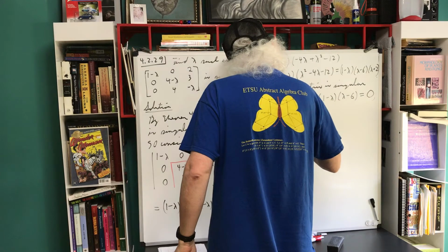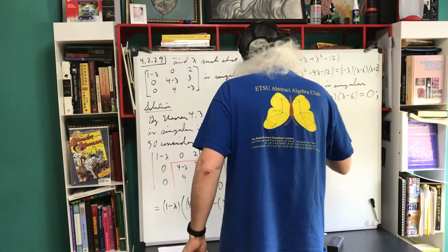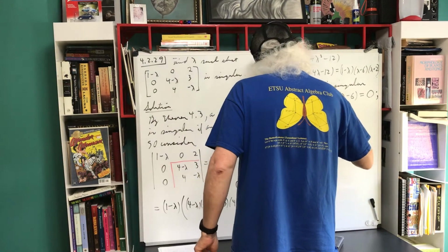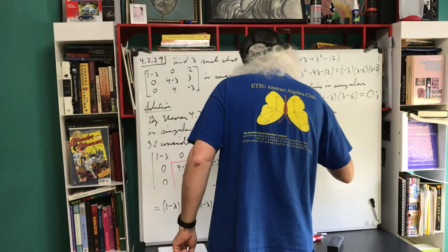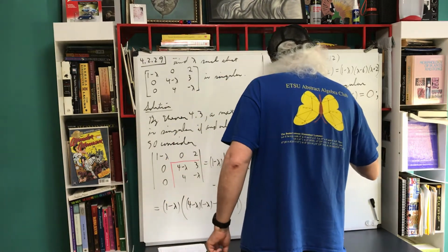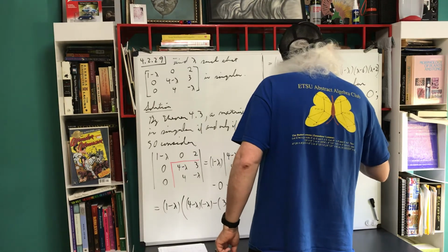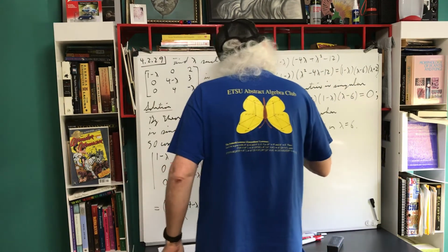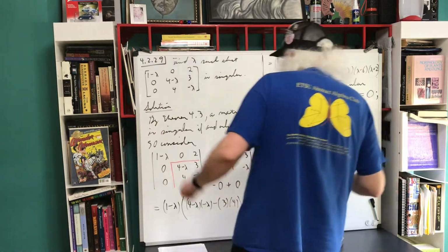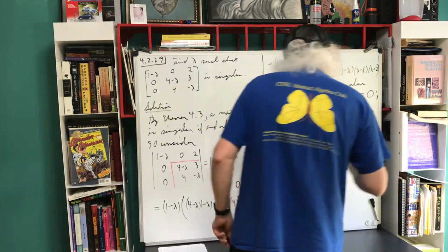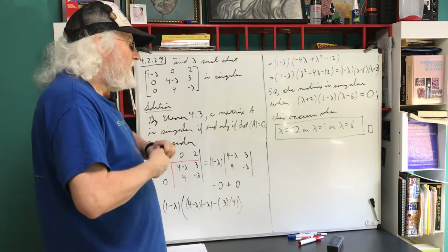All right, this occurs; good opportunity to use a semicolon. This occurs when lambda equals -2, or lambda equals 1, or lambda equals 6. When any of those are the value of lambda, then the determinant of that matrix over here is 0, and that's a non-invertible matrix.